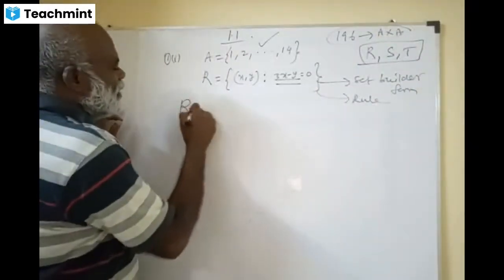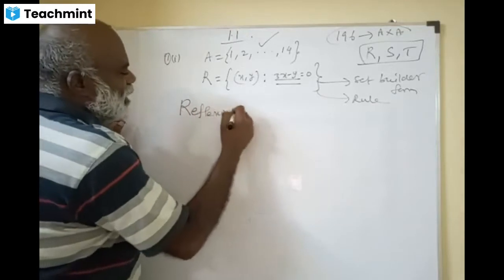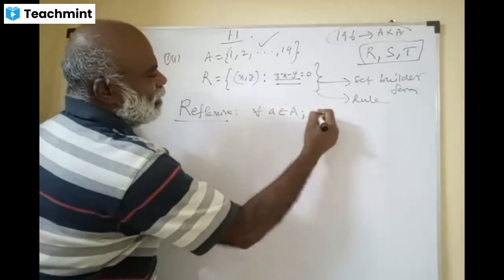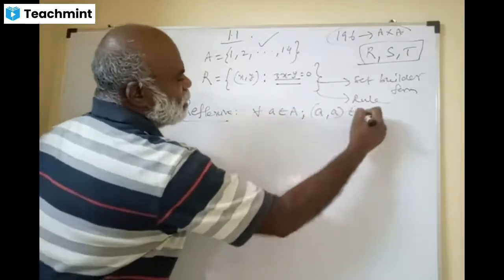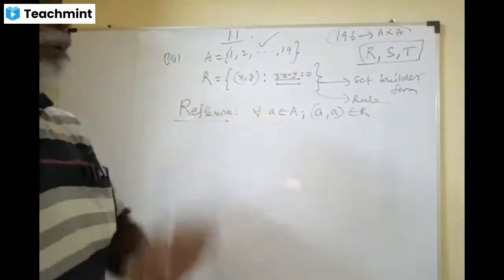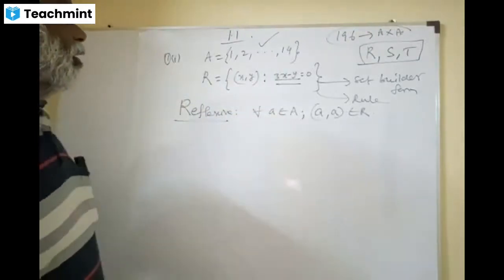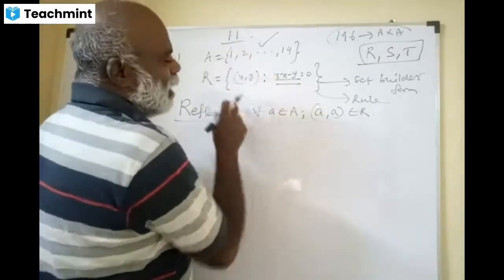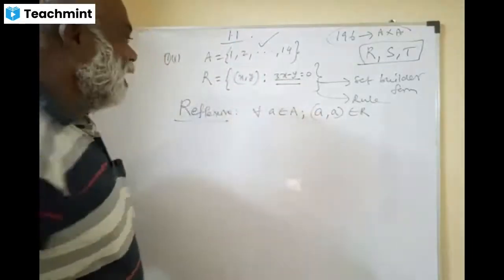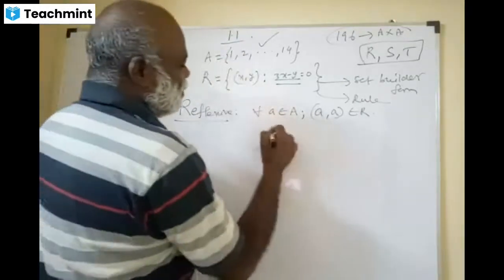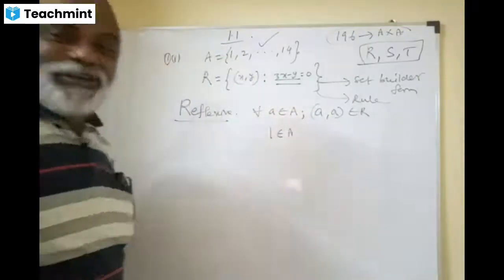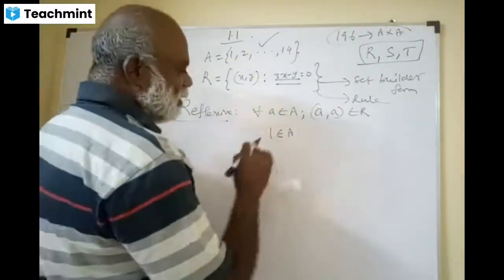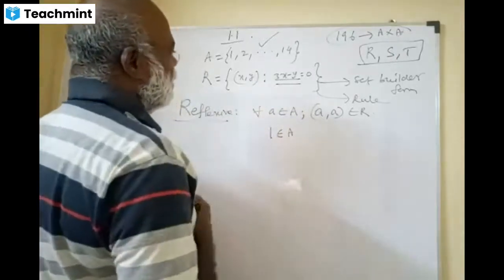If I want to talk about the reflexive relation, I said that for every A belonging to A, the pair (A, A) must belong to R. This is the condition, this is the rule. Suppose I take some X belonging to A, say some 1 belonging to A. I should not go for that; I have to go in general, but I will tell you the example also.